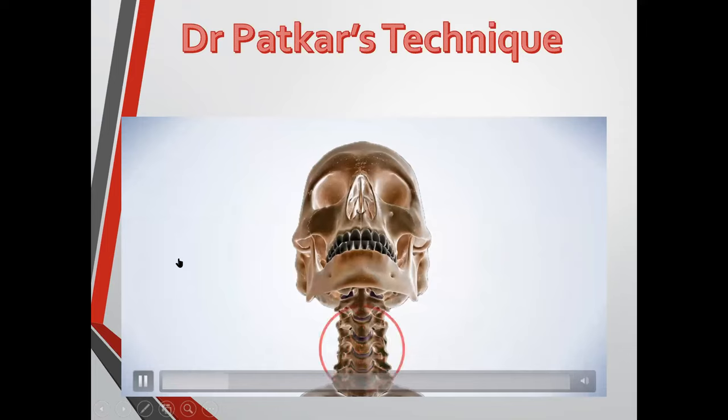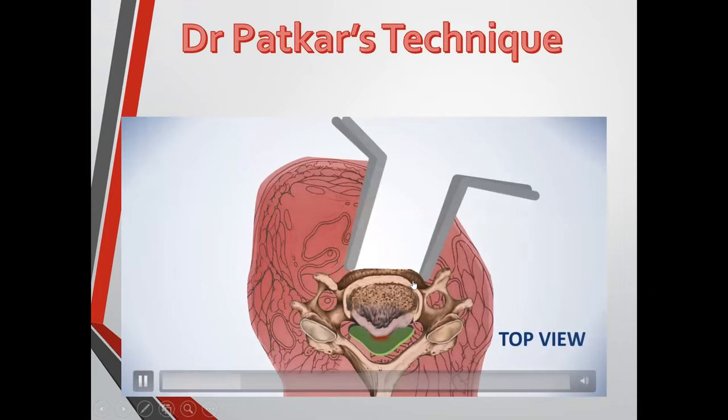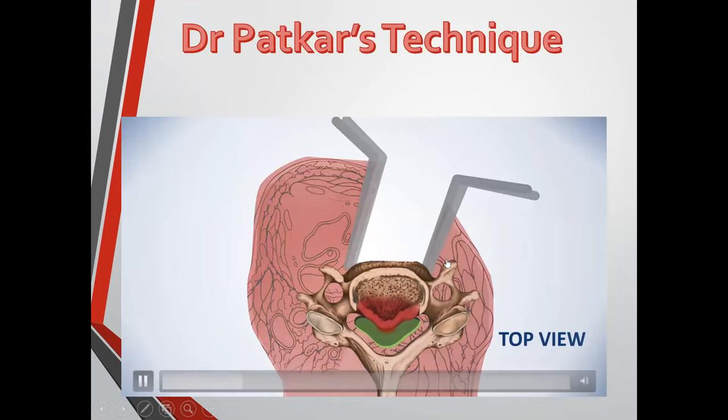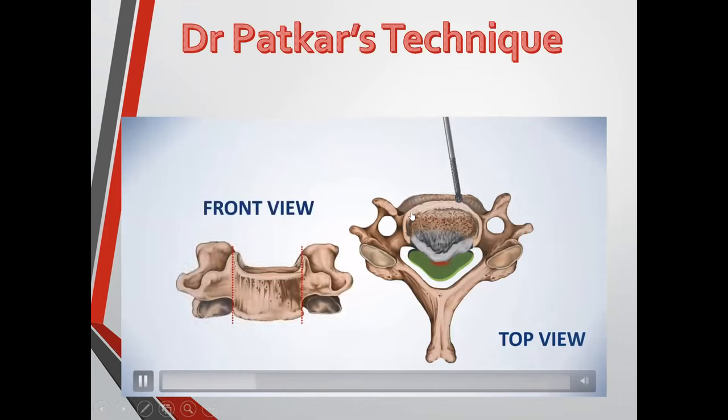And then you go up to the uncinate process, and you can see this. This is the OPLL. With a micro drill, you first decompress the vertebral body up to about 50%.